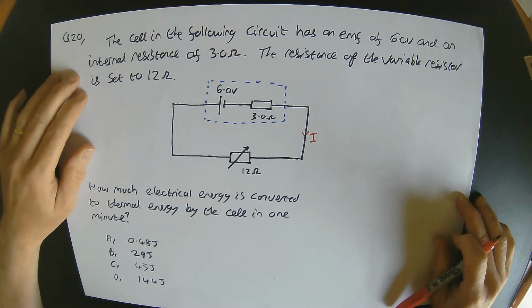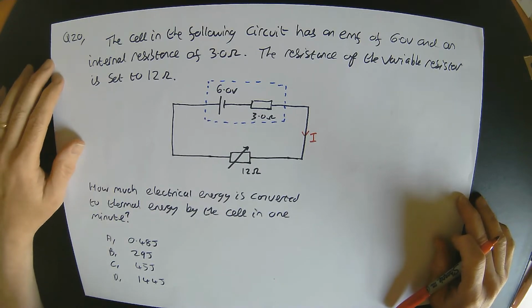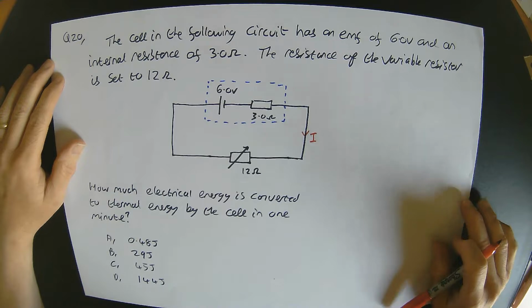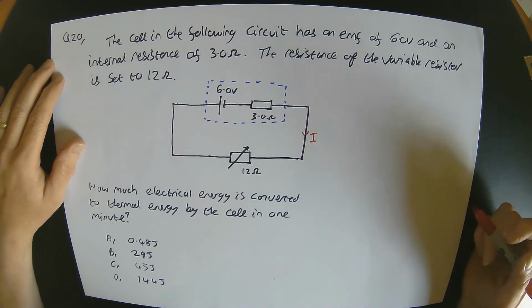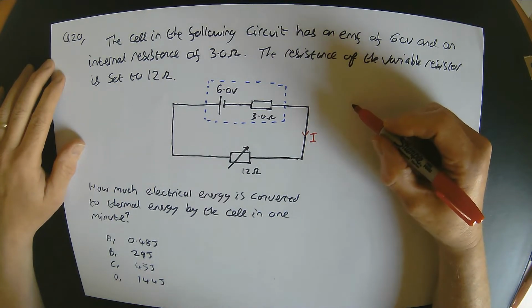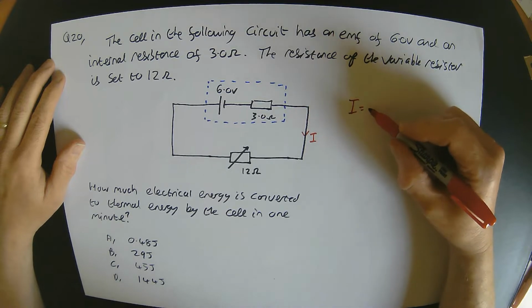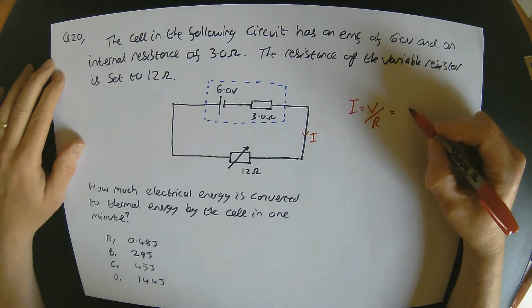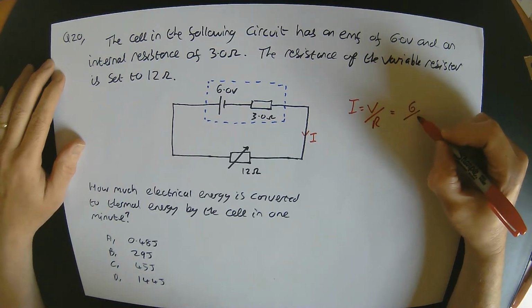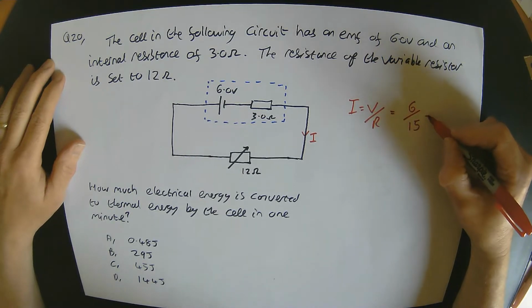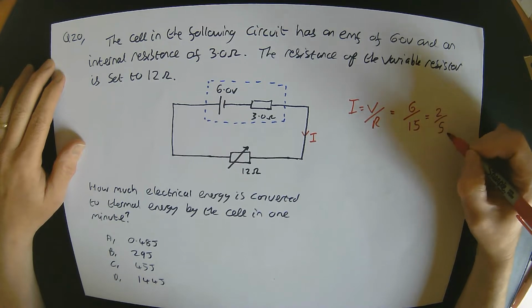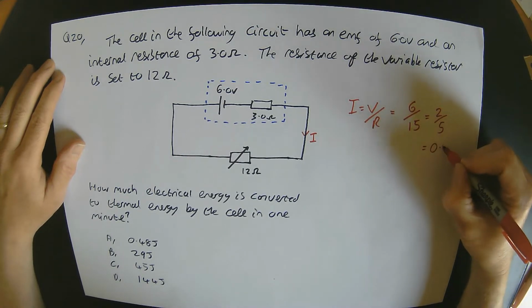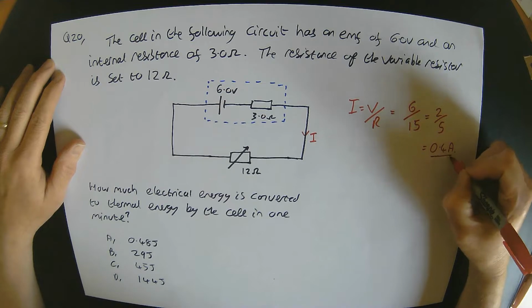There are a couple of ways to do this question, but I think this is the most straightforward. What we're going to do first is work out the current in the circuit. I equals V for the total circuit divided by R for the total circuit, which is 6 divided by 15 ohms, and that's 2/5, which is 0.4 amps.